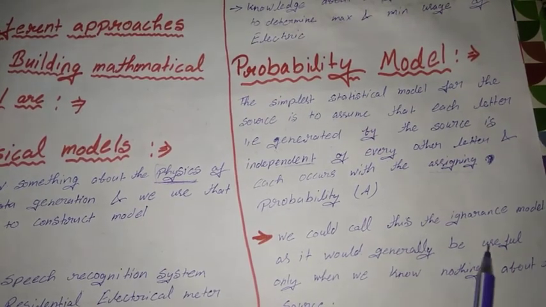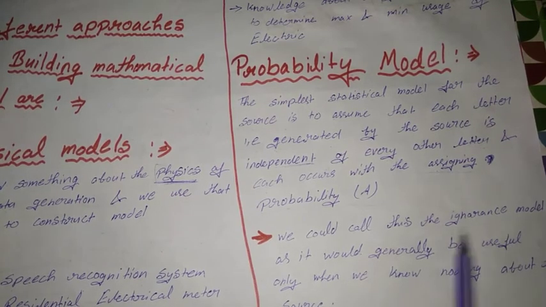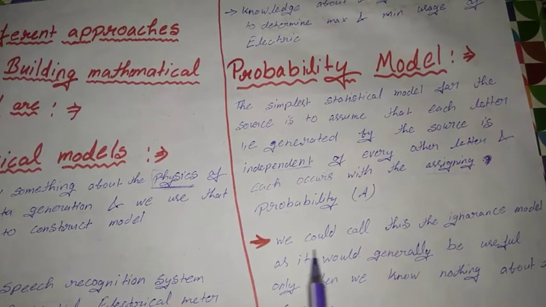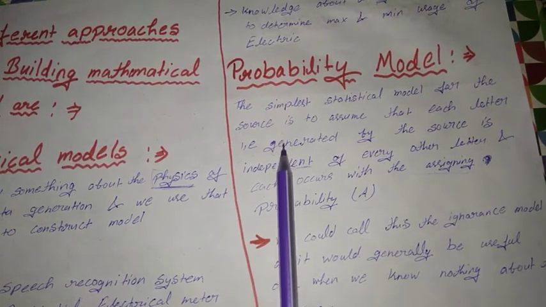We call this model the ignorance model, as it would generally be useful only when we know nothing about the source. We call this model the ignorance model, and we use this model when we have no knowledge about the source. When we know nothing about the source, then we use the probabilistic model.